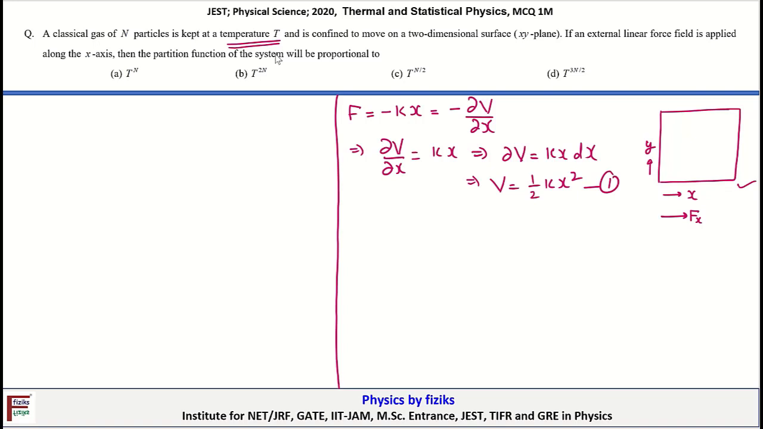Now by writing the total Hamiltonian for the particles, because it's a two-dimensional motion, the kinetic energy term will constitute two terms, px square plus py square upon 2m, but the potential is only along one direction, that's k by 2 x square. So now we can easily determine the relevant partition function for one particle, z1, that is equal to 1 upon h square, and then the integral.